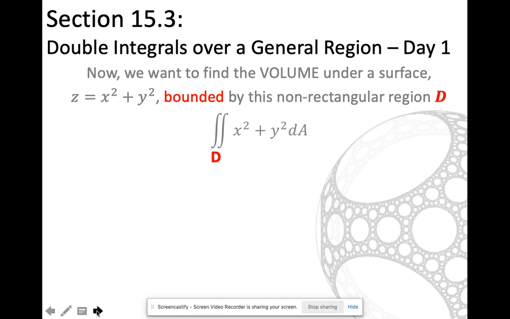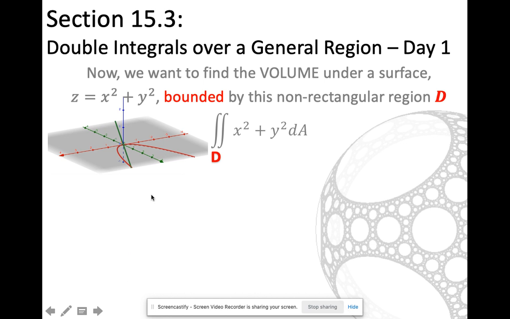Now let's go to multivariable. So what if I want to find the volume under a surface? Again, I'm in Z space and this surface is up in Z space, but my XY plane is bounded by this non-rectangular region we'll call D. I don't know why they call it D. So this is not a rectangular region. The region is the one that I just gave you in the XY plane.